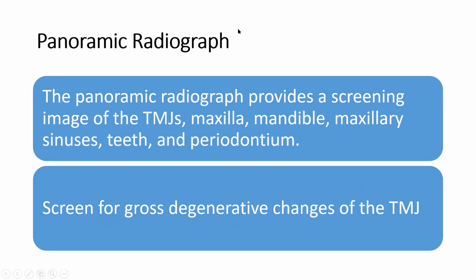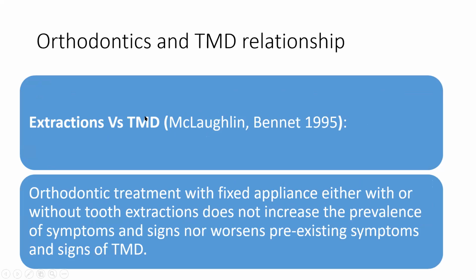Another imaging technique is the panoramic radiograph, and this is generally used as a screening image for the TMJ. It can also be used as a screening image for the maxilla, mandible, sinuses, teeth, and the periodontium. And gross degenerative changes can be seen through the panoramic radiograph.